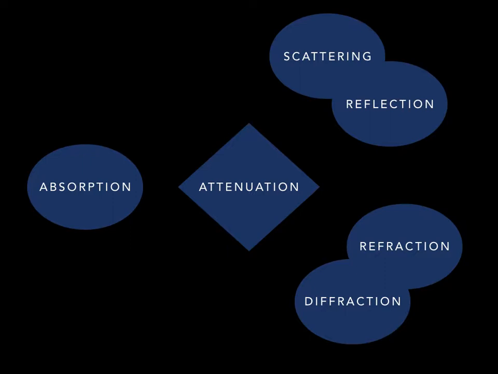Absorption means that sound energy is dissipated within a medium. Other forms of attenuation are redirecting the energy of the ultrasound beam, thereby decreasing its intensity. Scattering and reflection form the basis of image formation, and refraction and diffraction will also reduce the intensity by redirecting the energy.